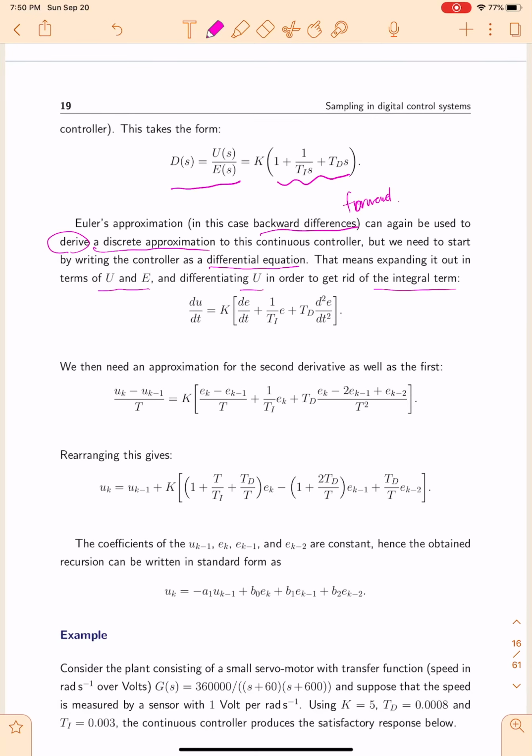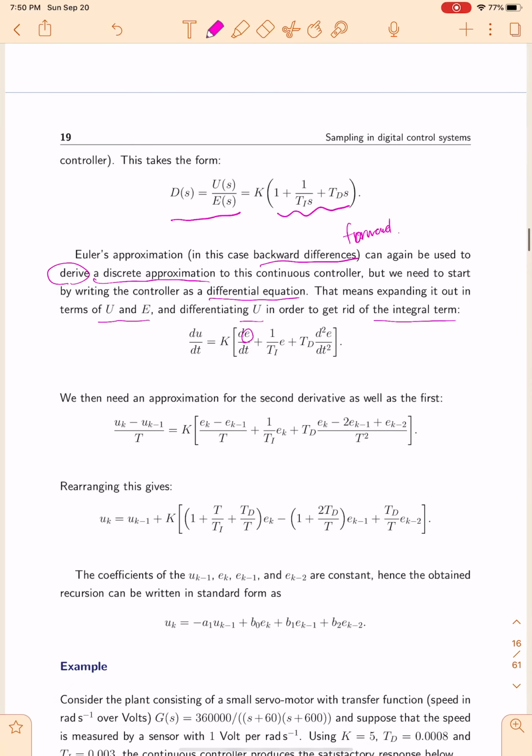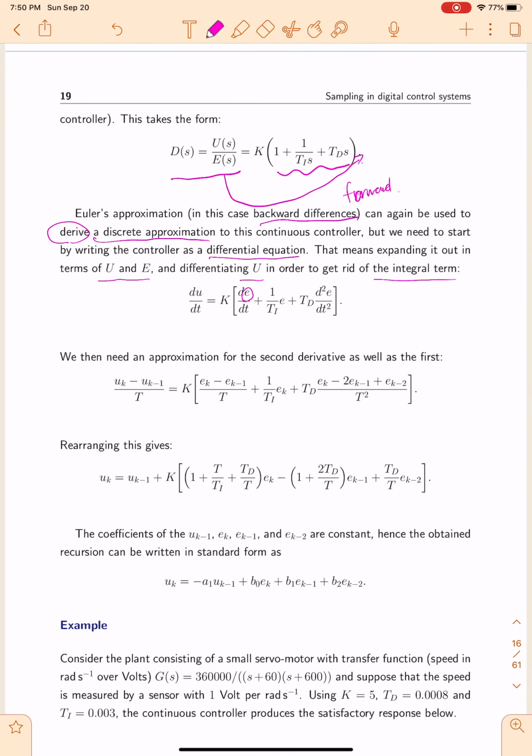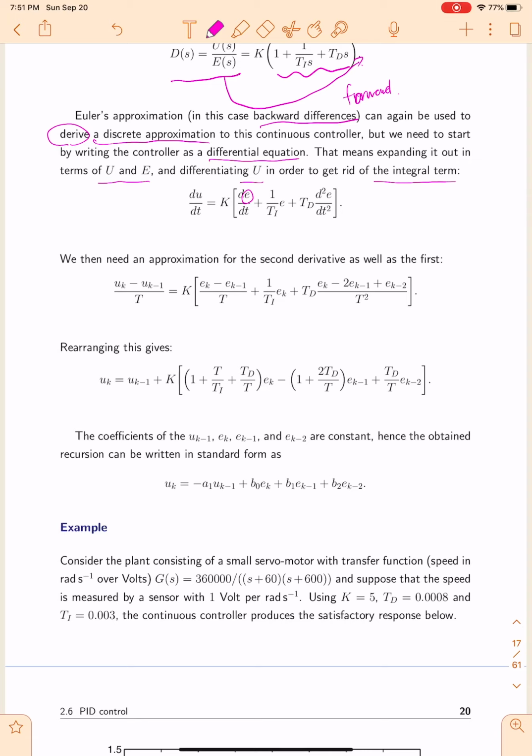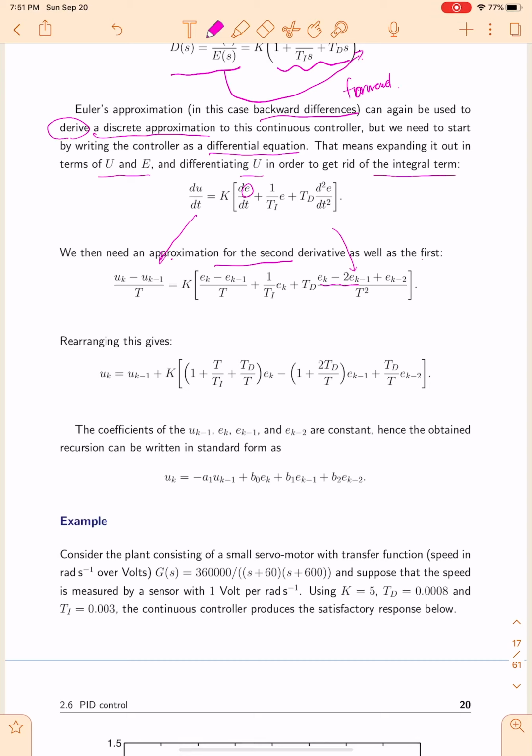Next, U times the bracket on the right hand side, and you differentiate it. We need an approximation for the second derivative as well as the first one. So we differentiate again for E, and you will see this equation. This is because E_k minus E_(k-1), minus the E_(k-1) minus E_(k-2). That is the second difference.